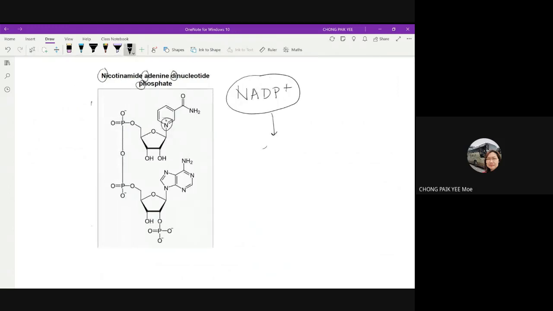This is actually an electron carrier. It also carries hydrogen. So in the photosynthesis process, it receives two things. It actually receives two electrons and one hydrogen ion. It's a hydrogen ion carrier. So one hydrogen ion and two electrons are accepted by this.